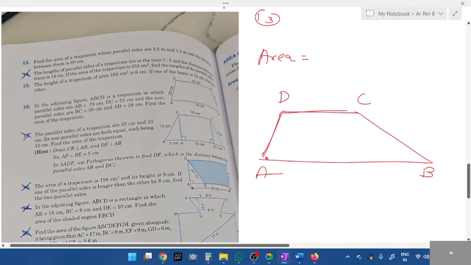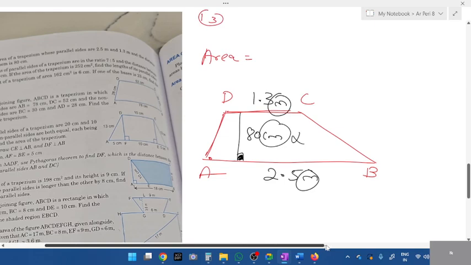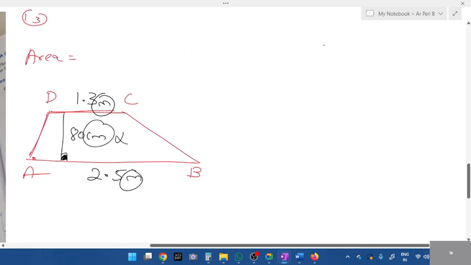Which one shall I take as 2.5, AB or CD? AB, because that looks like the longer length, and CD is 1.3 meters. Both are meters. What is the distance between them? The height value? 80 centimeter or meter? Okay, these two are in meters, but this is in centimeters. It's wrong, right? You have to convert it. You have to convert centimeter into meter.